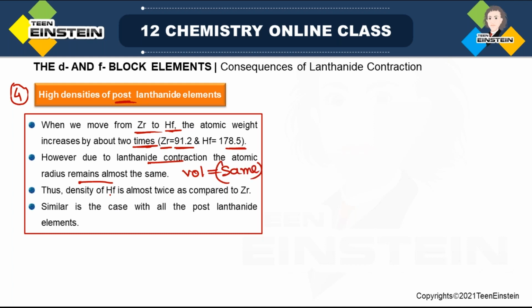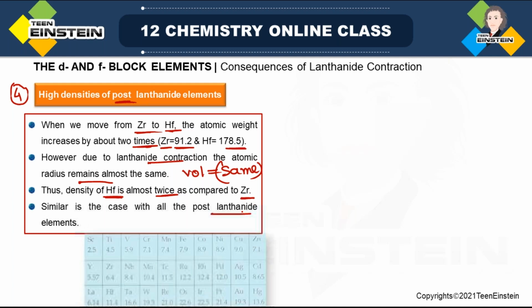So that is the reason the density of Hf is much higher, almost twice, because the denominator is not changing, but the numerator is now double. So the ratio will be double as compared to Zr. And similar is the case with all the post-lanthanide elements. So if you consider any chemical twins, you will see the same observation.